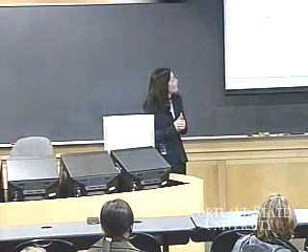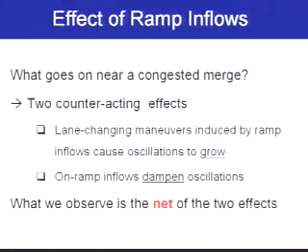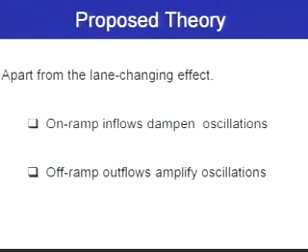So what goes on near a congested merge? It seems that there are two counteracting effects. One is that lane-changing maneuvers induced by ramp inflows cause oscillations to grow. And the other is that on-ramp inflows themselves dampen oscillations. And what we observe is the net of the two effects. The proposed theory is that apart from the lane-changing and subsequent car-following effects, on-ramp inflows dampen oscillations, and off-ramp outflows amplify them. And when I present the theory, I'm excluding the effect of lane changing and car following.